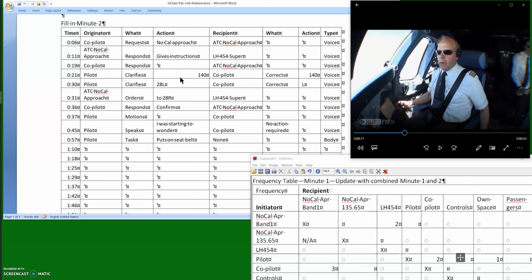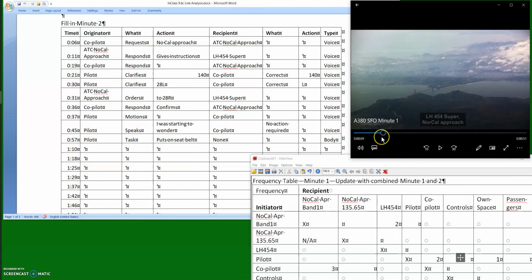Okay, so there were instructions given, right? This is link analysis, not exactly a complete transcript of what transpired, but obviously you see the subtitles, so you could see what they're doing. Just out of curiosity, let's see what they're asking LH454 to do.